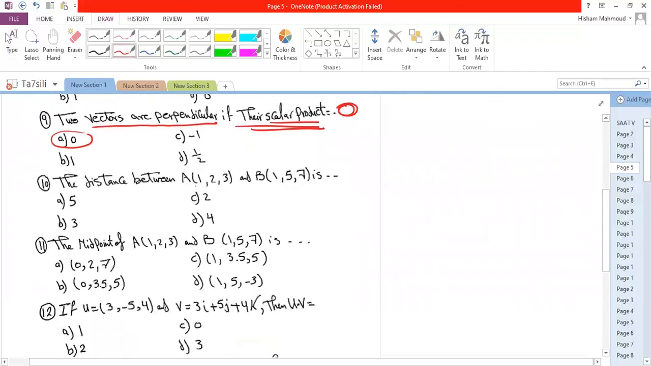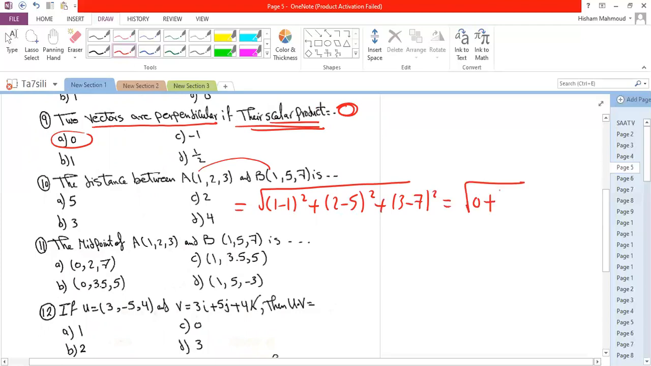How can I find the distance between the point A and B? Easily by finding the square root of the squared distance from 1 to 1, and the distance from 2 to 5, and the distance from 3 to 7, which is equal to root of 0 plus 9 plus 16, which is equal to root of 25, which is equal to 5. Notice that 2 minus 5 is negative 3, but negative 3 squared gives me 9. And 3 minus 7 is negative 4, and 4 squared gives me 16.